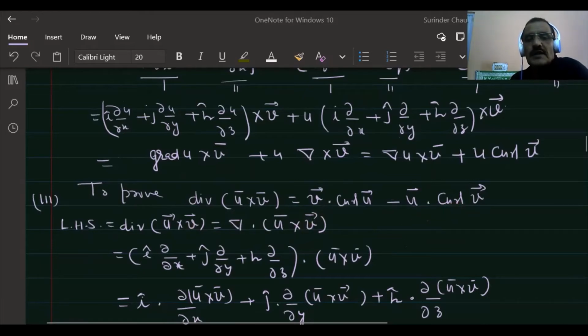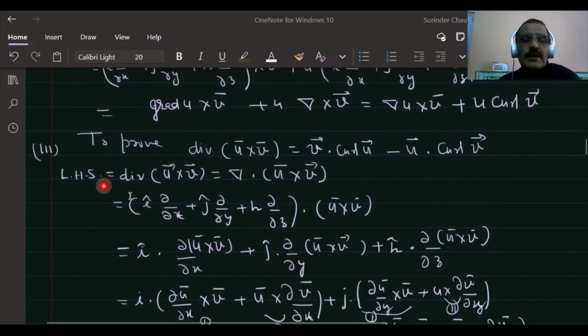Now again taking the left hand side. The left hand side is equal to the divergence of u cross v vector. What does this mean? Del dot u cross v vector. Substitute the value of del here. Del operator dot u cross v vector.